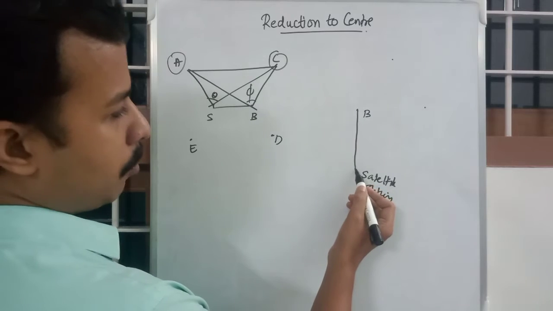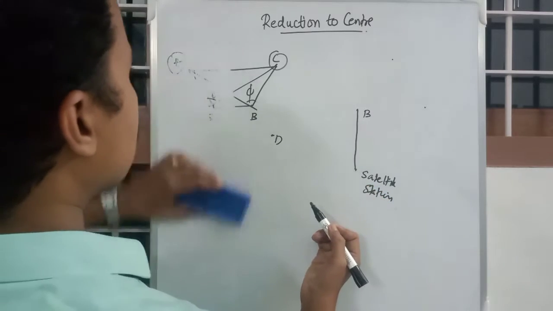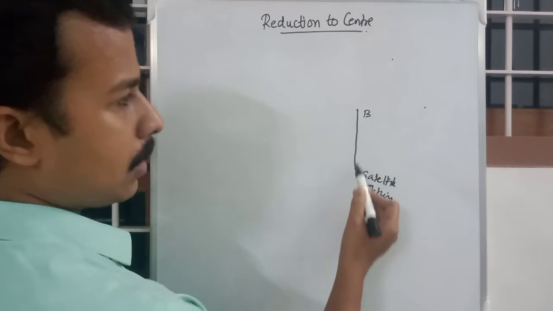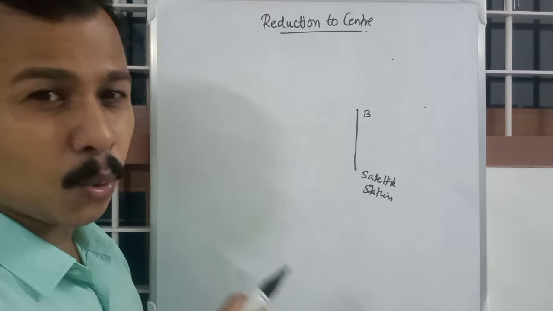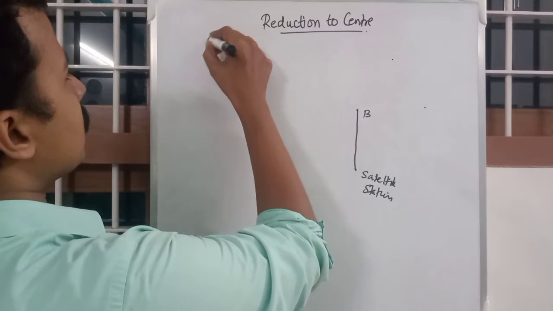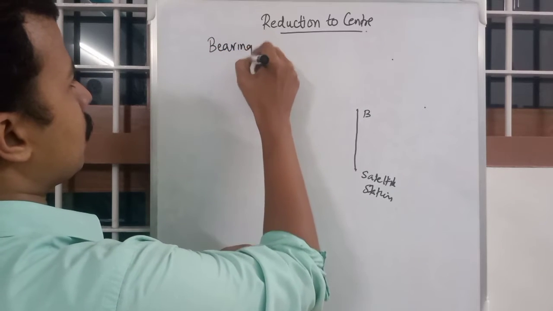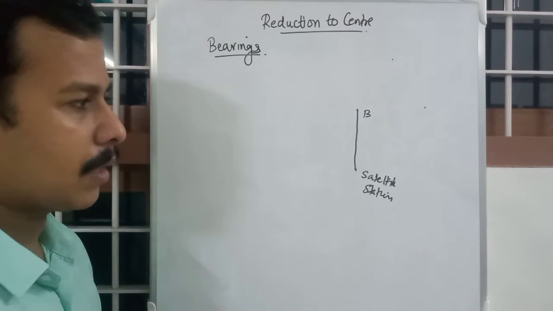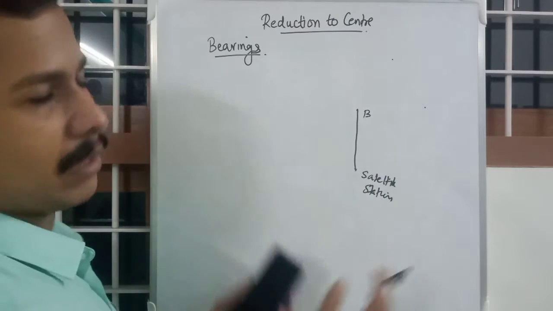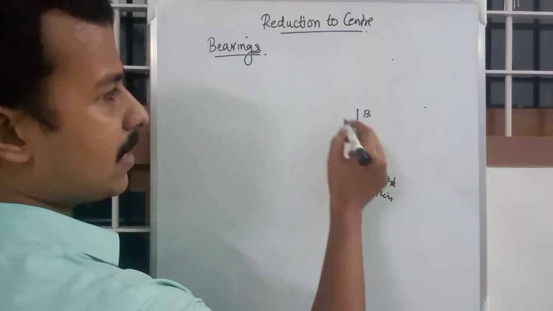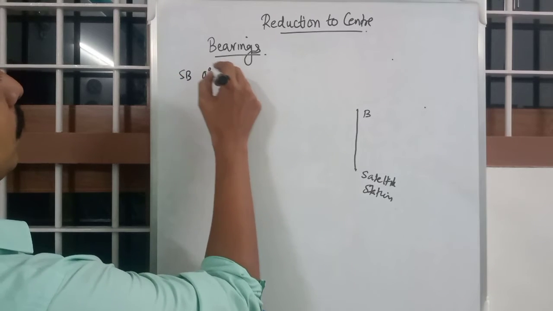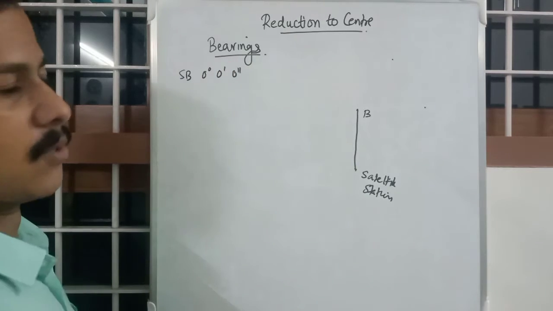So if the angle measurement is done with respect to the line joining true station and satellite station, we call them bearings, okay. So suppose this is the true station and this is a satellite station, it can be anywhere, and the line joining them is the reference line, okay. So SB is 0 degree 0 minute 0 seconds, okay.